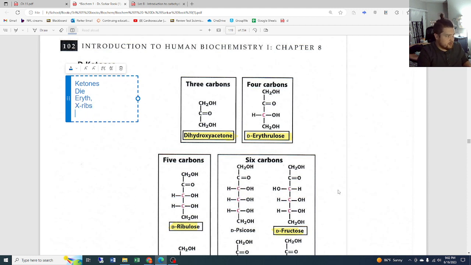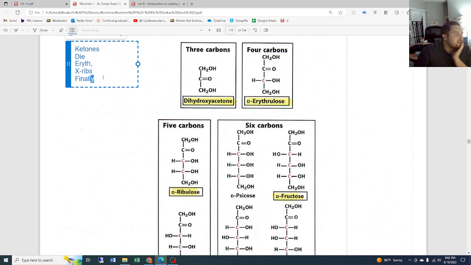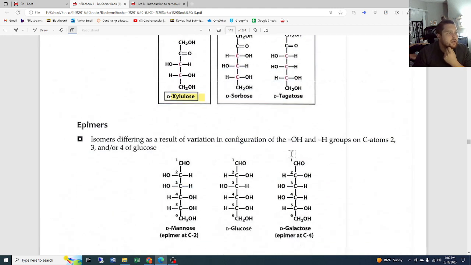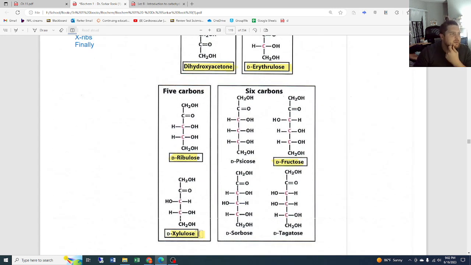X-ribs, finally. I don't know, something you can, there's also like mnemonic generators that you can go and put things in, but anything that you can remember, you can do to help yourself remember these, do that. It takes a couple times.